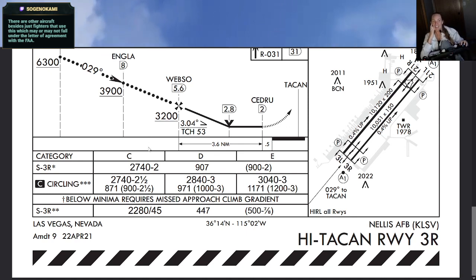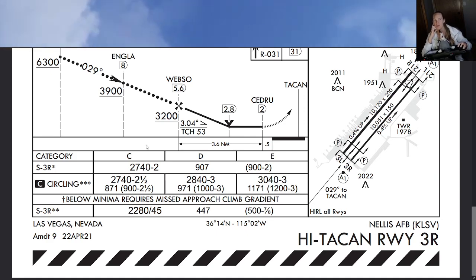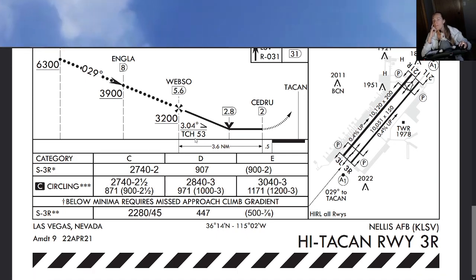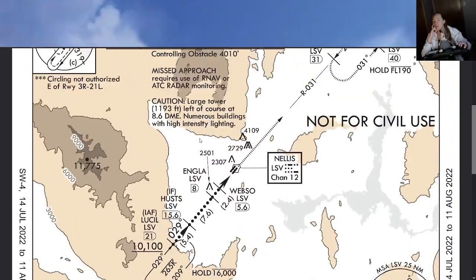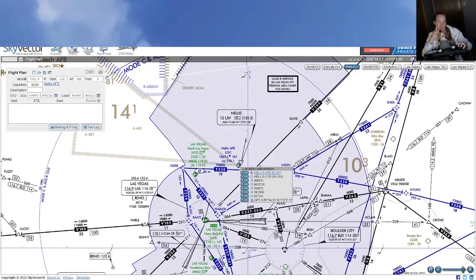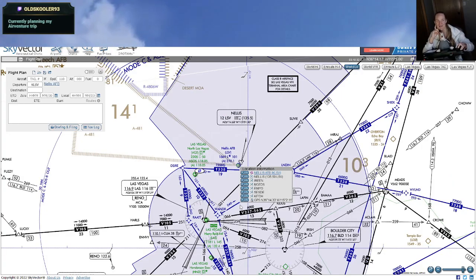Thank you. There are other aircraft besides just fighters that use this, which may or may not fall under the letter of agreement with the FAA. What does that mean then? Because I'm still on the not for civil use thing. And what do you mean letter of agreement with the FAA? And while you tell me that, we're going to get our thing together.